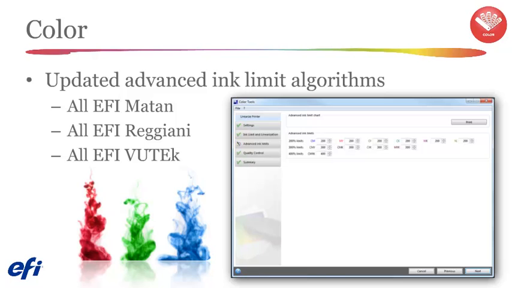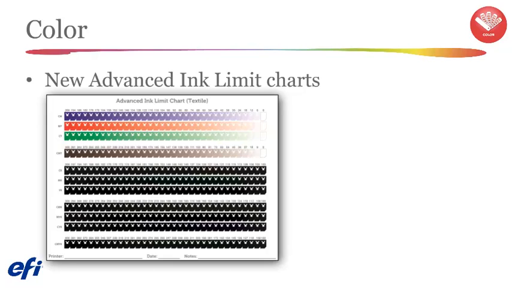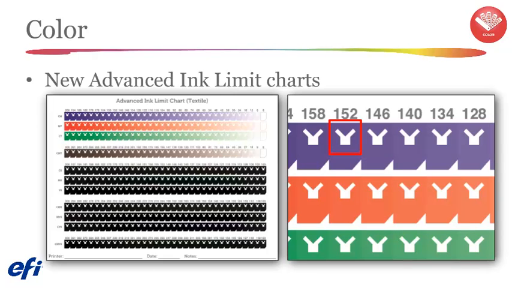Updated advanced ink limit algorithms will provide you with improved shadow detail and depth, as well as a strong resistance to inversions to ensure that there will be no umbrella effect and no tone reversals when working with EFI, Matan, Reggiani, and ViewTech printers. To aid in this improvement, we have refined the advanced ink limit chart for EFI Matan and ViewTech printers to aid in the visual assessment of proper tone distribution, and have provided a new target for EFI Reggiani and the EFI FabReview printer. This target has small extensions on each patch to help you detect ink bleeding on textile materials.